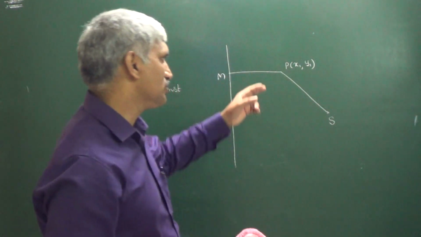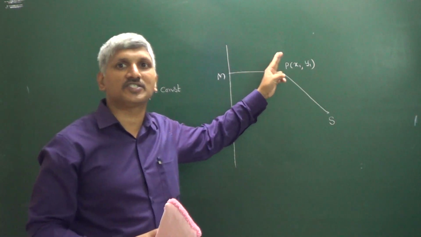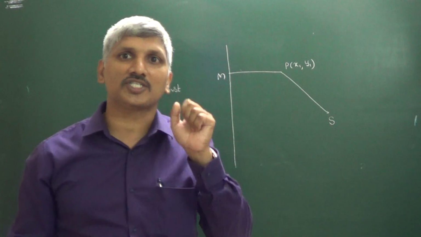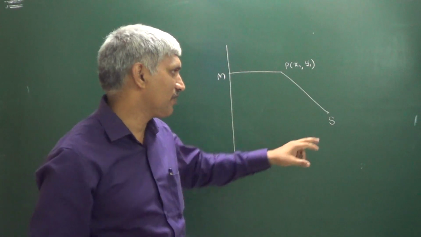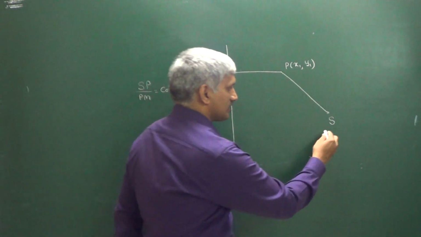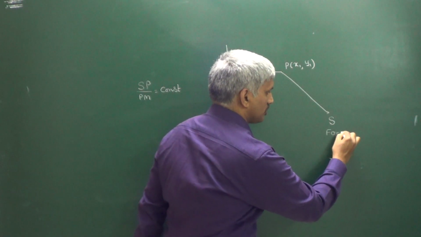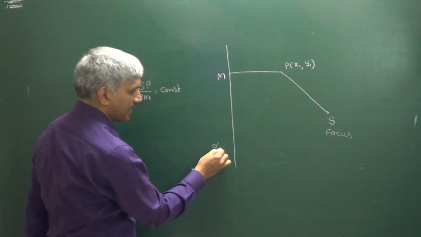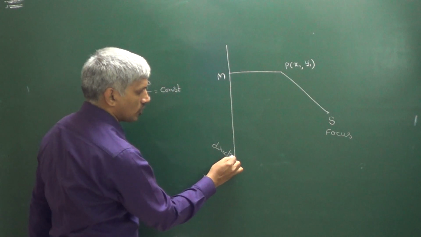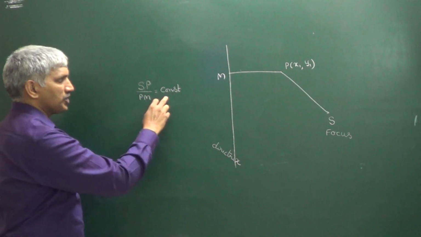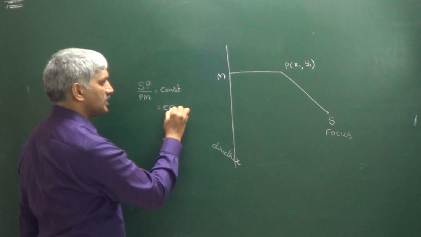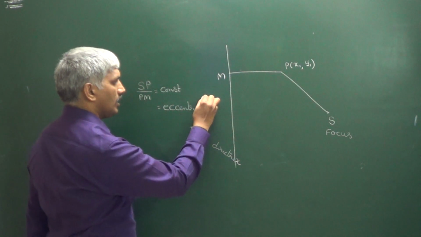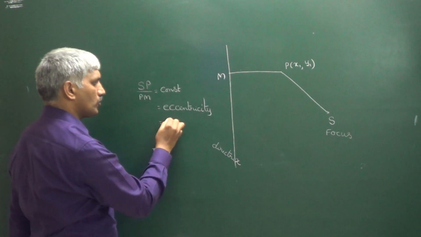The point is moving in such a way that its distance from a fixed point always bears a constant ratio to its distance from a fixed line. The fixed point is called the focus, and the fixed line is called the directrix. This constant ratio is called the eccentricity, generally denoted by e.